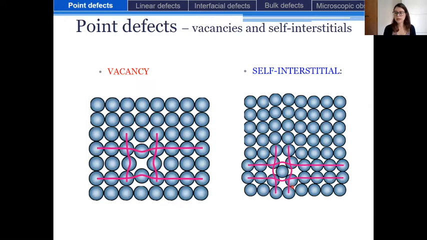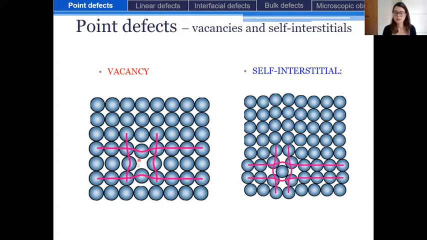So now let's explain, in fact, what are the two kinds of point defects that we find. So we are going to see that we have vacancies and self-interstitial defects. So the first defect, vacancy, as you saw, is the one that we have already described.